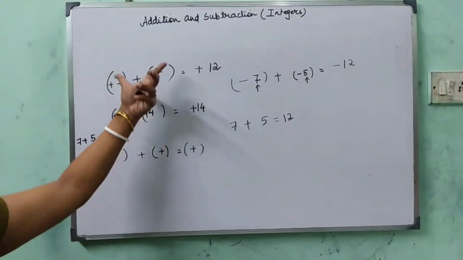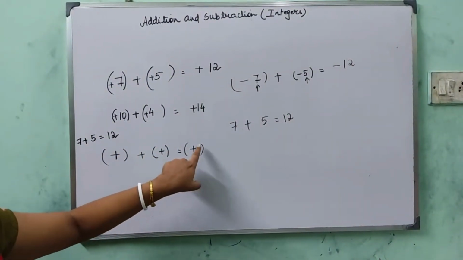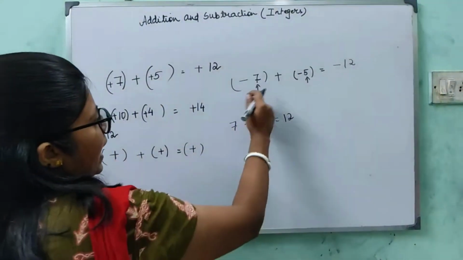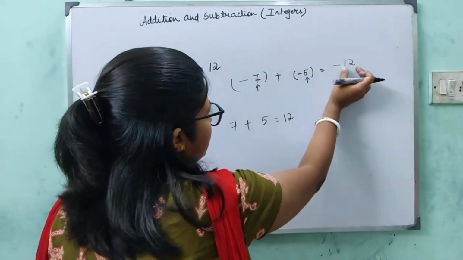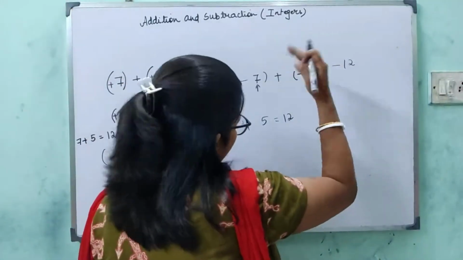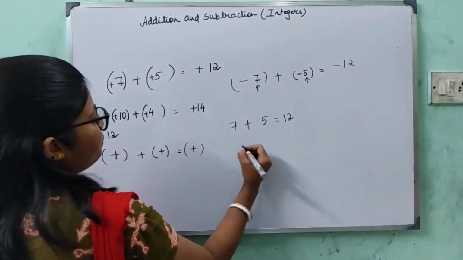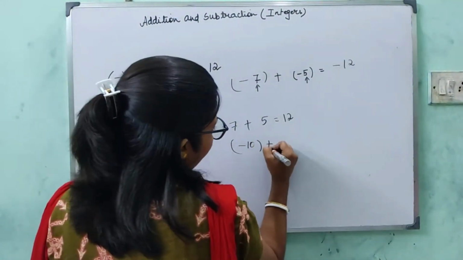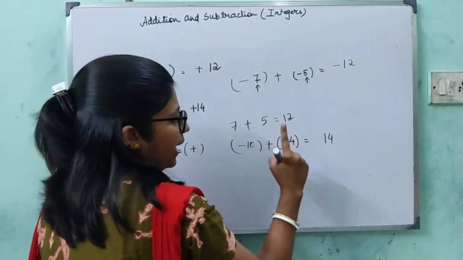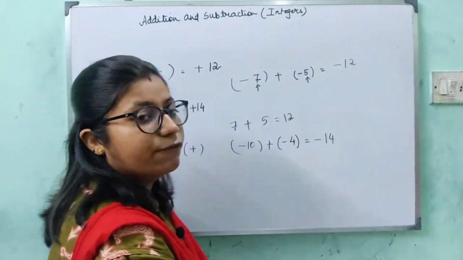Just following this format. We were adding two positive integers. The result was the sum of the two numbers and the sign which the two numbers carried. Here also it is the same, we are adding two negative integers. The answer will be the addition of these two numbers without thinking of the sign, and the sign will be the common sign that the two numbers are having. Similarly, if I add minus 10 and minus 4, we get 14, because 10 and 4 add up to 14. And what is the sign both of them are having? Negative sign. So a negative 14.